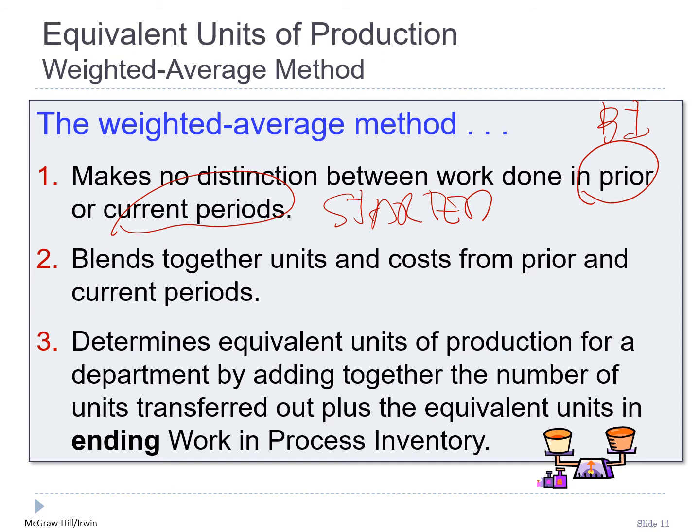Sabi niya sa number 2, blends together units and cost from prior periods. So, ibig sabihin lang yan, ina-add lang natin lagi si beginning inventory plus started, whether that's EUP, para makapit yung transferred out. Cost to account for and units to account for. So, ina-add lang natin yung beginning tsaka yung started. So, it determines equivalent units of production for a department by adding together the number of units transferred out plus the equivalent units in ending work in process inventory. So, yun lang, para makompute yung EUP. Makikita natin ito dun sa next slide.